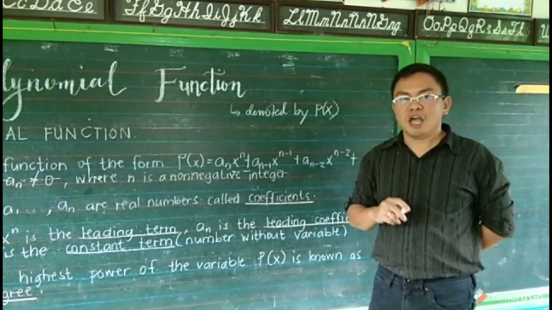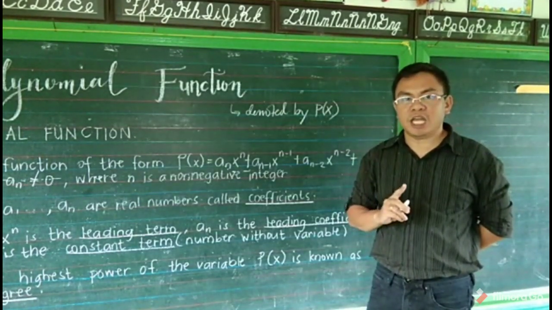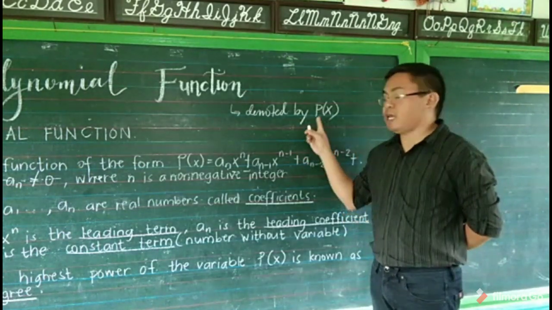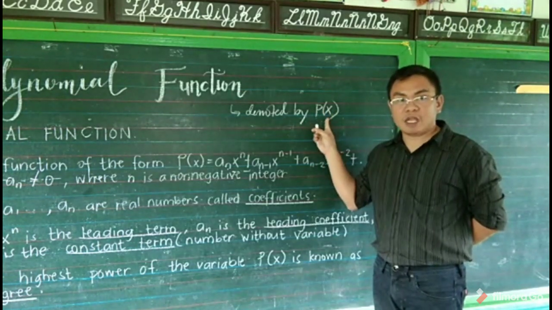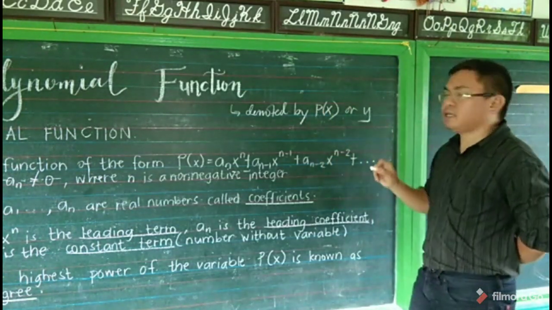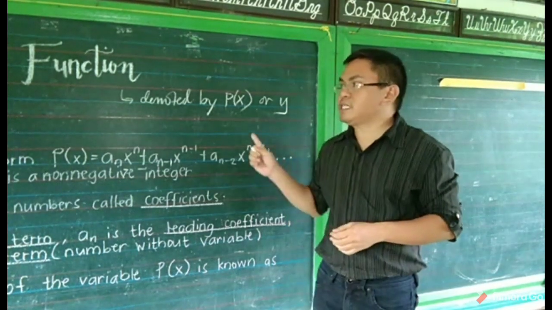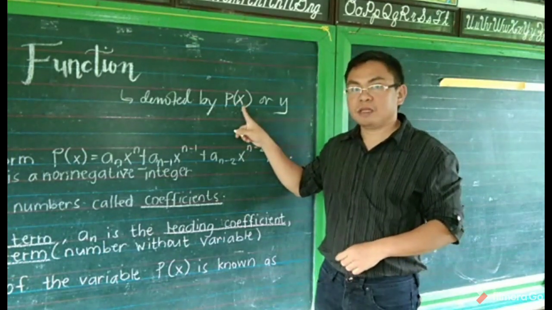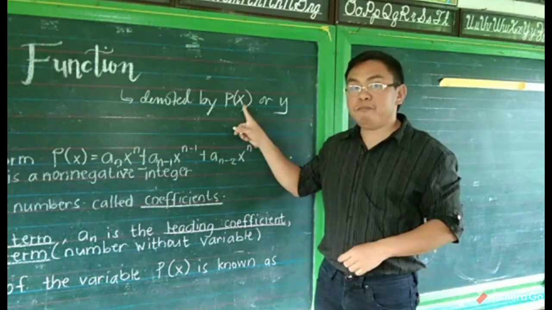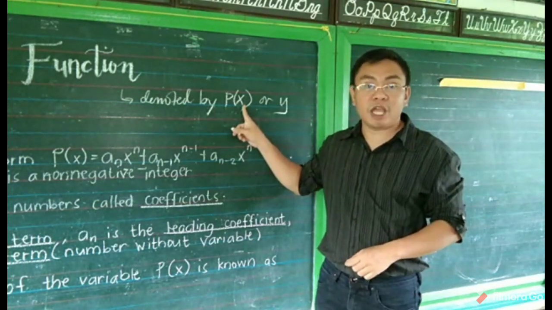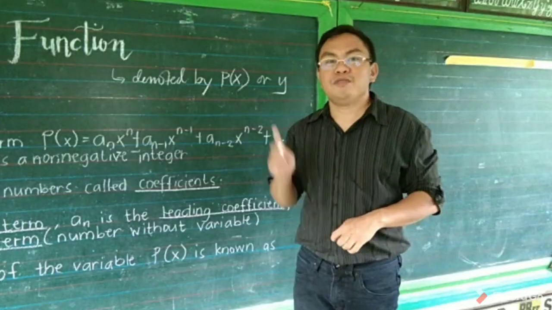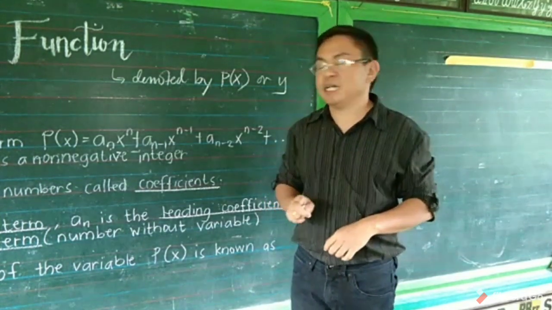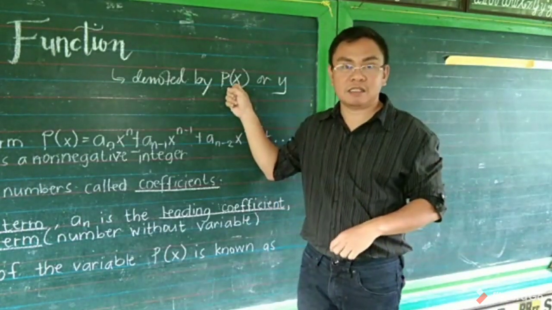To name a function, you can actually use any letter in the English alphabet, capital or small. But for polynomial function, we'll be using p. So you have p of x, or you can use y. In the standard form of a polynomial function, we have p of x, function of x. It is x here because the variable found on the right side of the equation is x. That means whatever letter is found on the right side of the equation, that would also be the letter that you're going to place inside the parentheses.